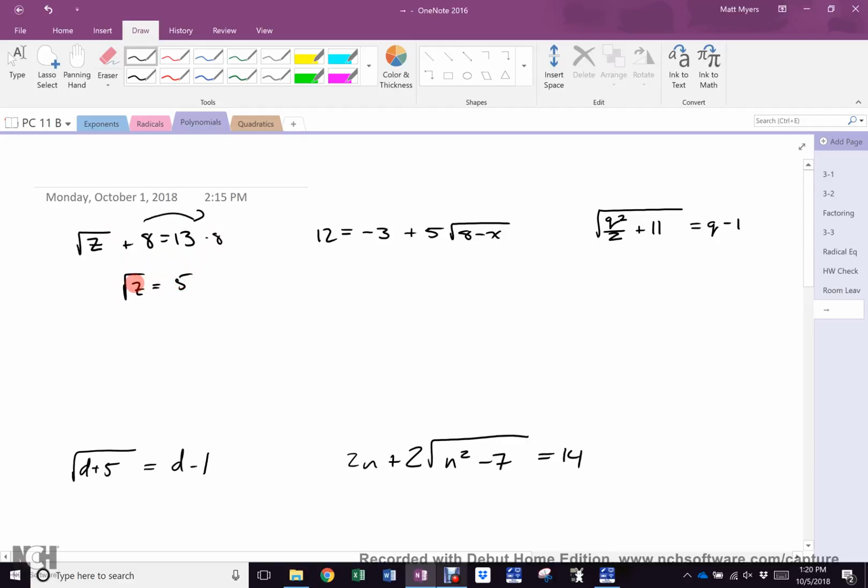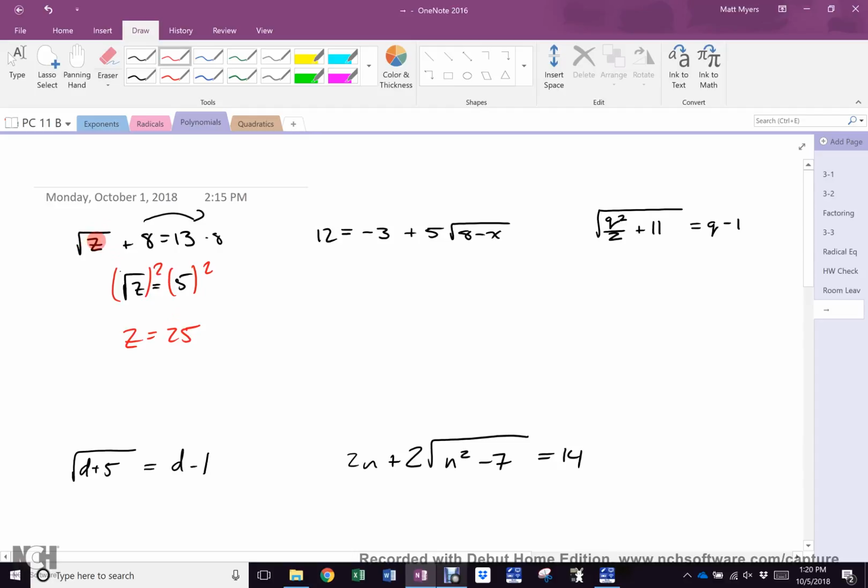How do I get rid of the radical? Square it. Square it. Z equals 25. Now, should I check? Of course I should. I'm not allowed any negatives under there, right? So Z has to be greater than 0. Is it? Yep. Then I check.